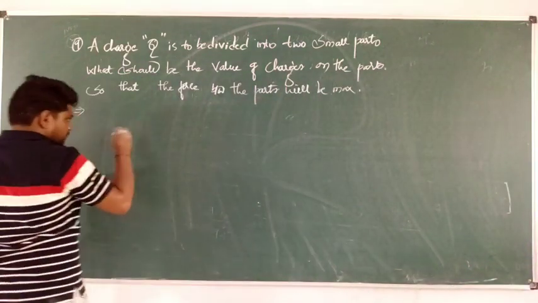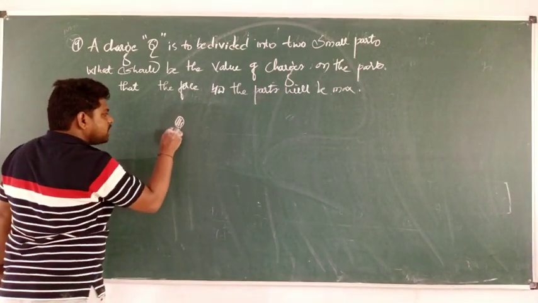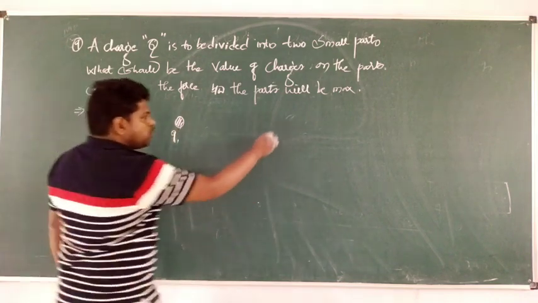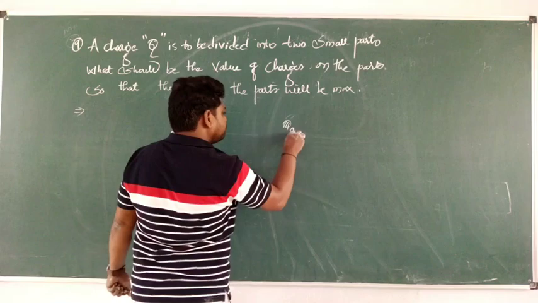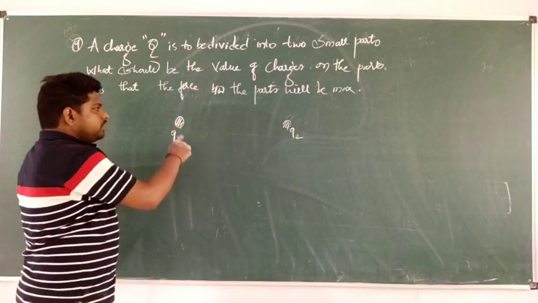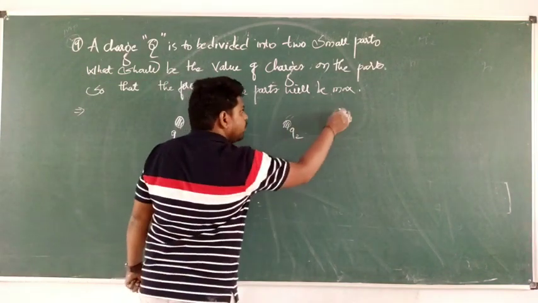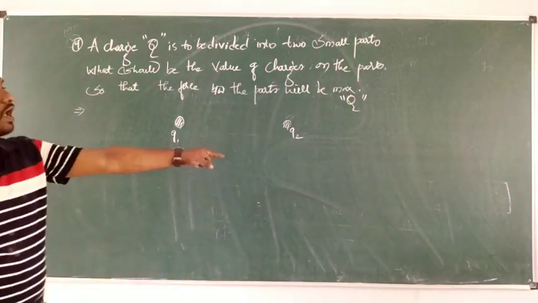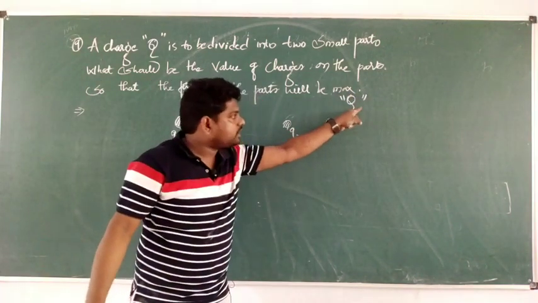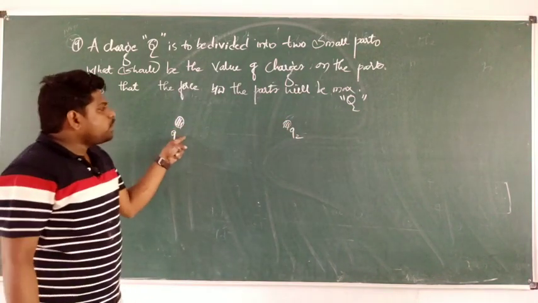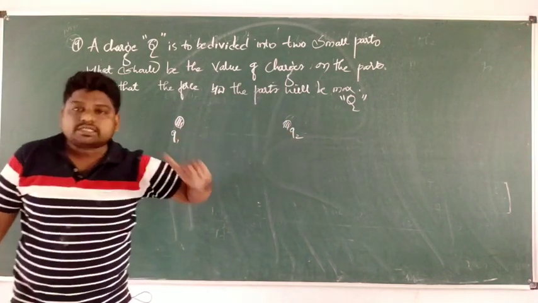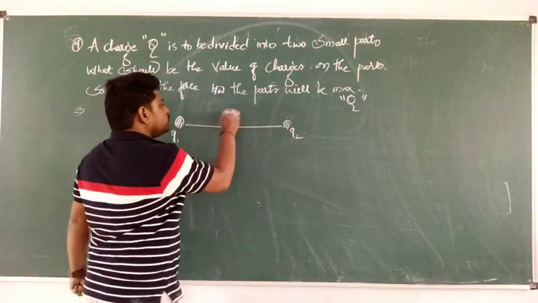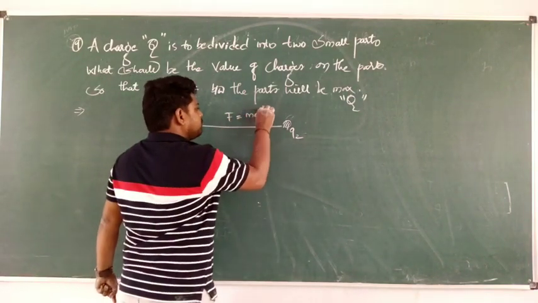Say this is charge Q1. There is one more charge Q2. Before these two charges, there was one charge. That charge is nothing but Q. I have to divide this charge into terms of Q1 as well as Q2, such that the force between these two charges should be maximum.